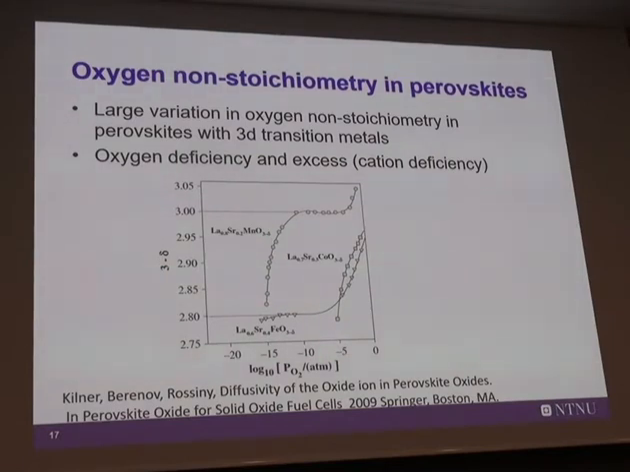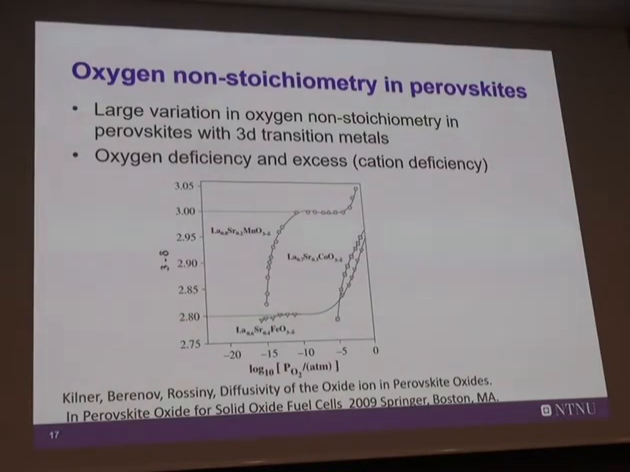So you can go from 3.0, which is the perfect ideal lattice with a 1:1:3 stoichiometry between A, B, O3. And if you go down, you have oxygen vacancies. And you can see that the oxygen vacancy concentration here can be very, very low, up to 0.25 in oxygen deficiency.